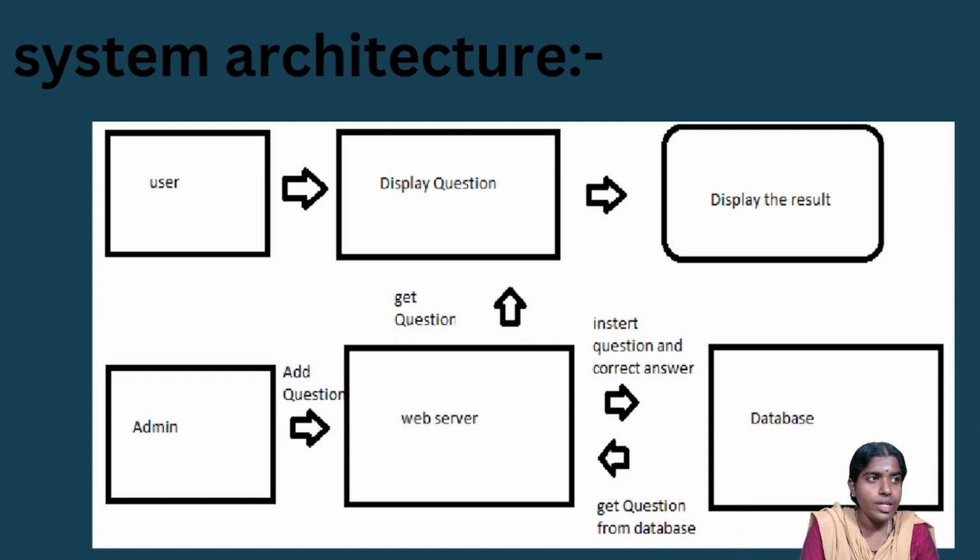Clear with this? All these are the different blocks present in the system architecture diagram. Whenever I consider the system architecture diagram, all these are the different blocks present in it. Clear with this?